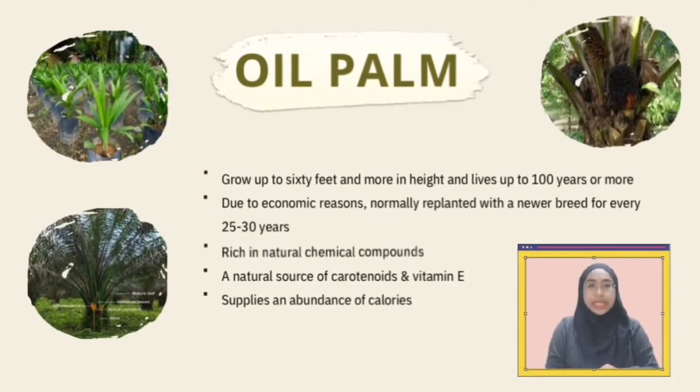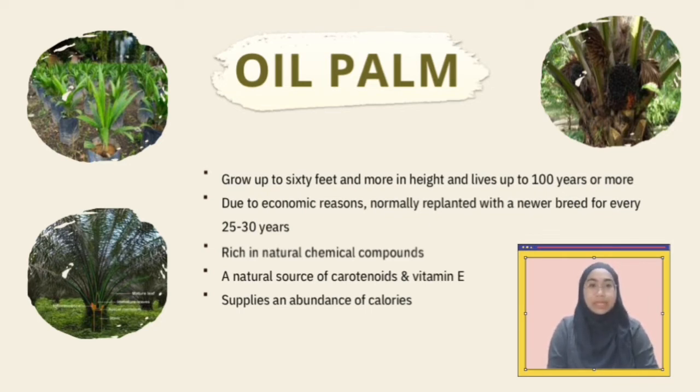During its lifetime, the oil palm may grow up to 60 feet or more in height and live up to 100 years or more. The trunk of young, mature trees is covered in fronds, which gives them a rather raw appearance. The older tree has a smoother trunk, apart from the scars left by the fronds, which have weathered and fallen off. Due to economic reasons, the oil palm is normally replanted with new trees every 20 to 35 years.